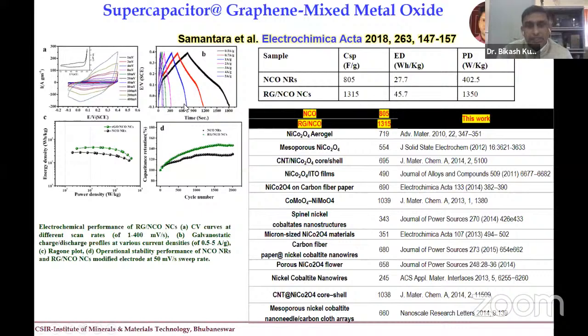We are very happy that starting our work from graphene, we have now come to making a hybrid material of graphene and a mixed metal oxide like nickel cobalt oxide. We were able to reach about 1315 Farad per gram. This work we have published in Electrochimica Acta, and we also compared these properties with existing literature based on mixed metals and other carbon-based materials. But this graphene and nickel cobalt material we developed is quite high, at 1315 Farad per gram.